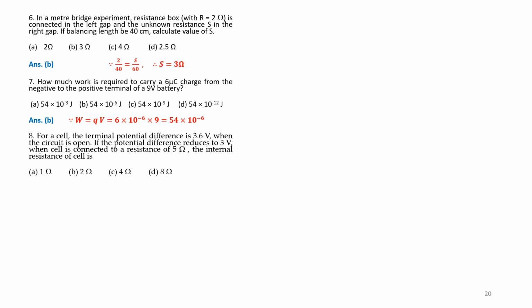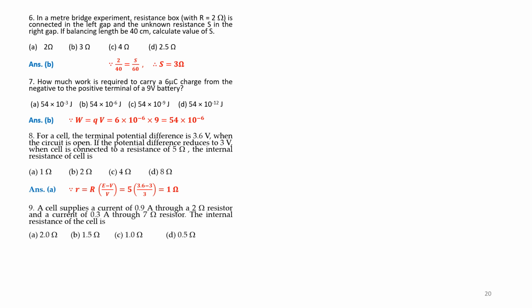Here, what has happened? The potential difference is 3.6 volts when the circuit is open, that is, EMF E is equal to 3.6. If the potential difference V is equal to 3 volts when a 5 ohm external resistance is connected, we have to calculate the internal resistance r. Therefore, r is given by r is equal to R into (E minus V) divided by V, that is equal to 5 into (3.6 minus 3) divided by 3, that is equal to 1 ohm. Answer A is the correct answer.